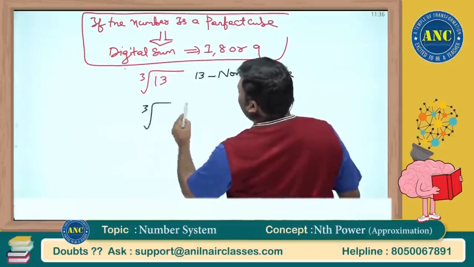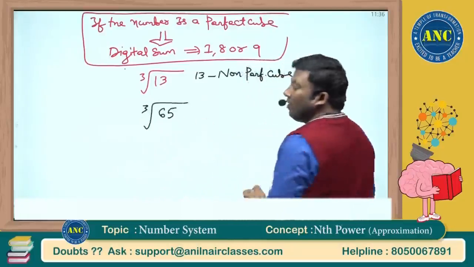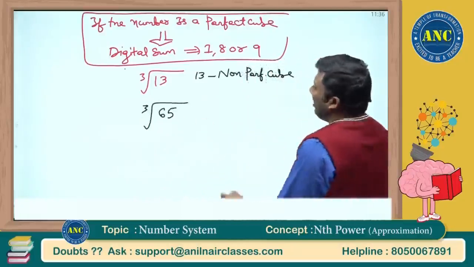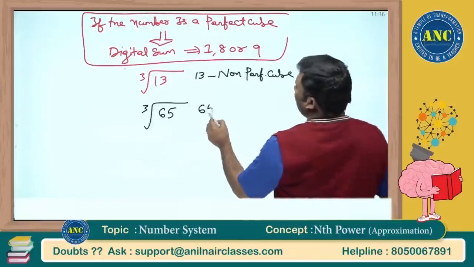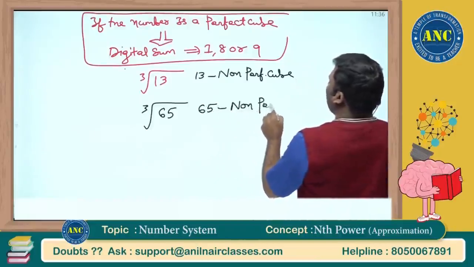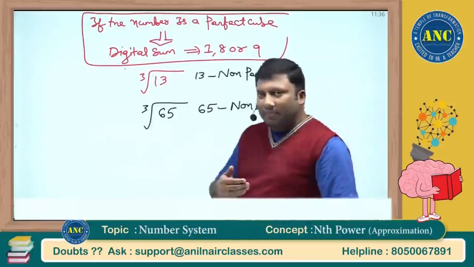For example, cube root of 65. What is the digital sum of 65? 6 plus 5 is 11, and the digital sum of 11 is 2. So 65 is a non-perfect cube.